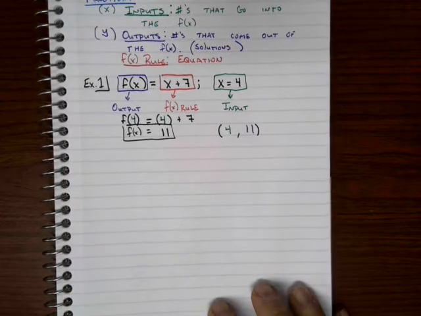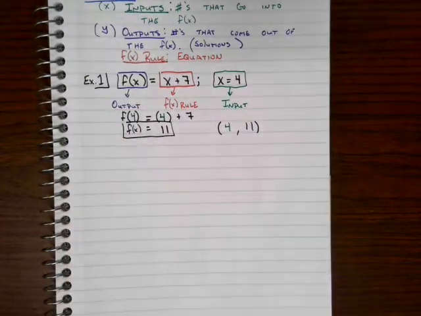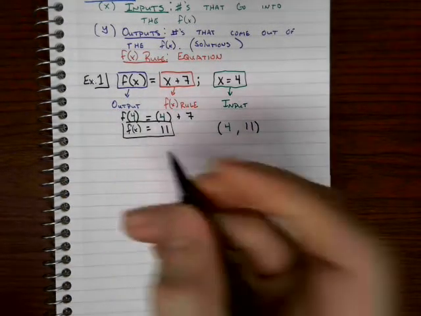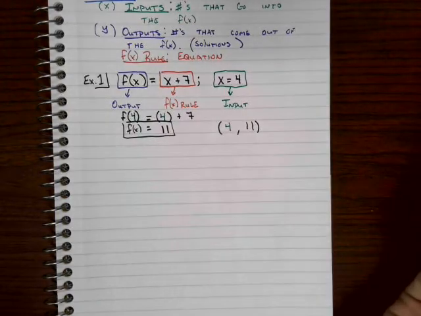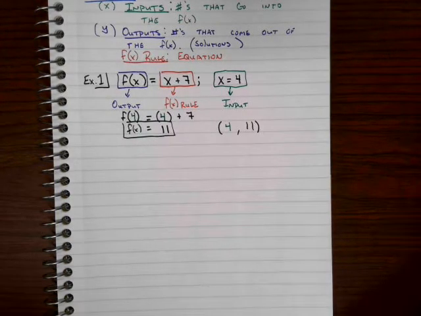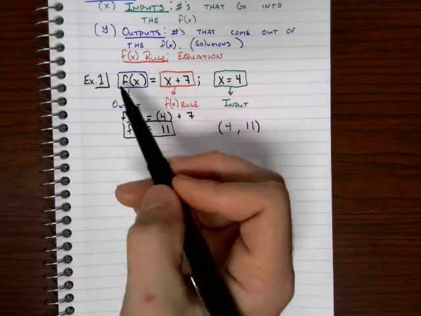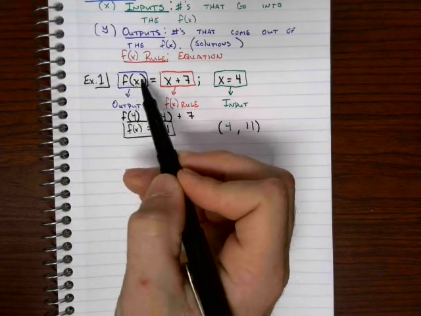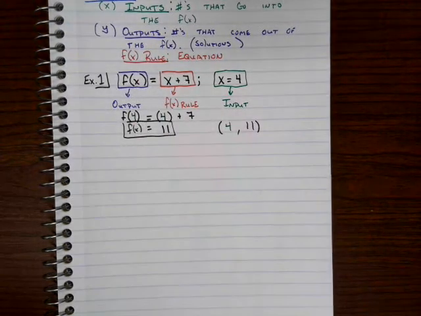Let's look at another one. Now, it may not always be f of x. Sometimes they'll have g of x or k of x or j of x, whatever it may be. Just know that if you have a letter with parentheses and an x, that represents a function.